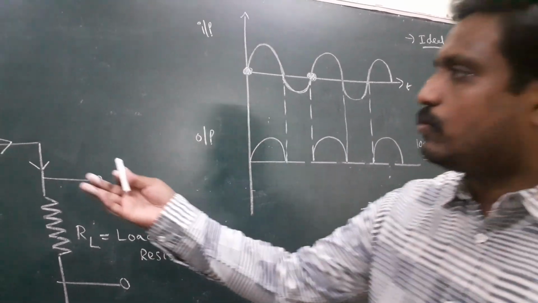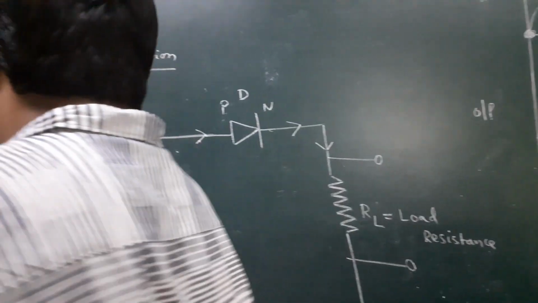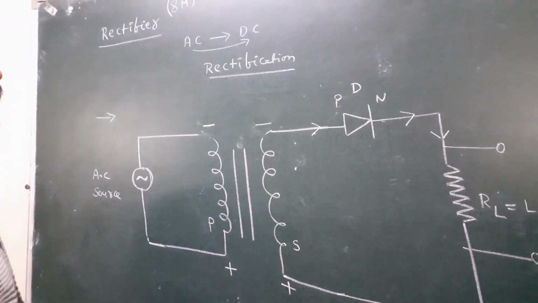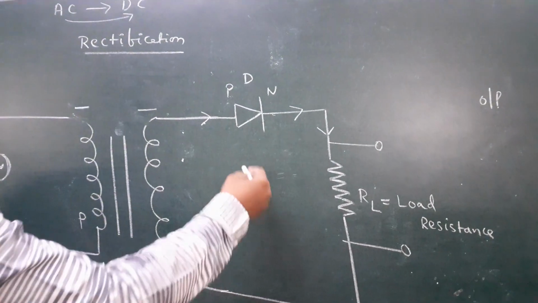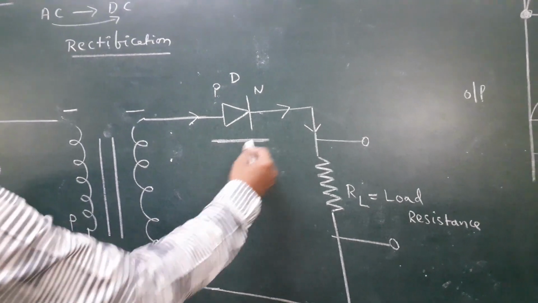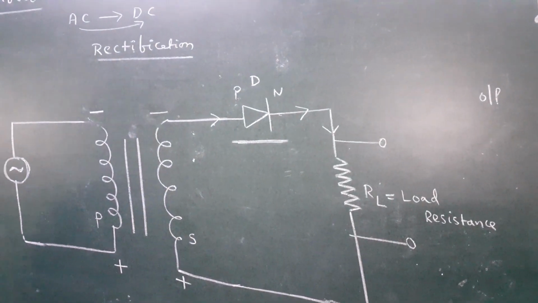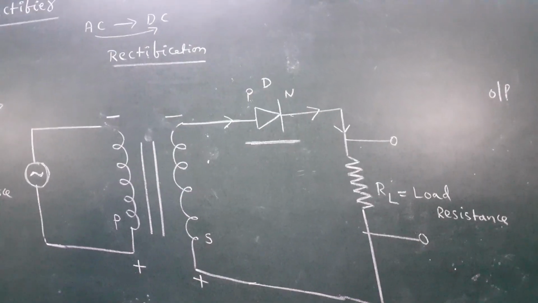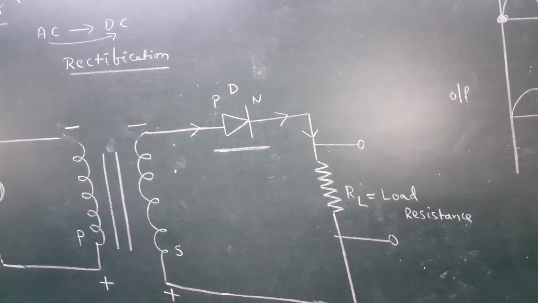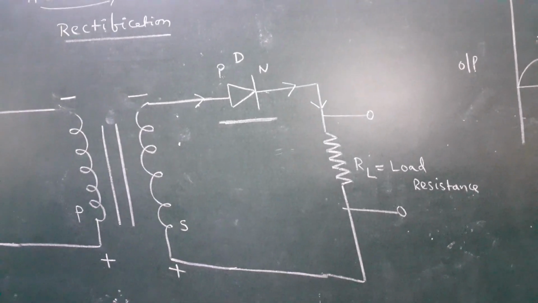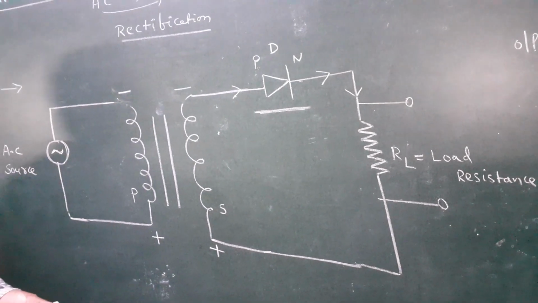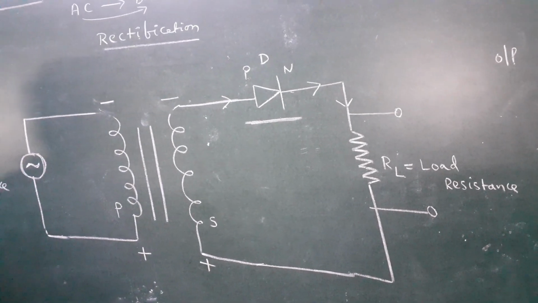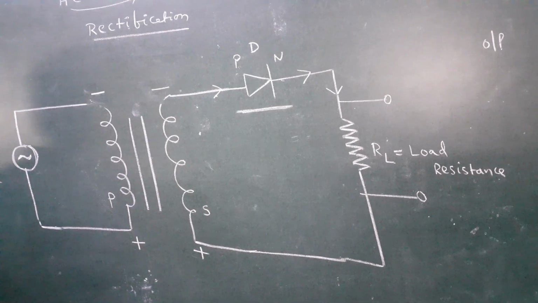In the diagram, this is the half wave rectifier. In the half wave rectifier, how many diodes are taken? Only a single diode. Whenever a single diode is used in a given problem, that rectifier is called a half wave rectifier. In the next class, I will discuss the full wave rectifier. That is also a most important topic, an 8 marks topic.